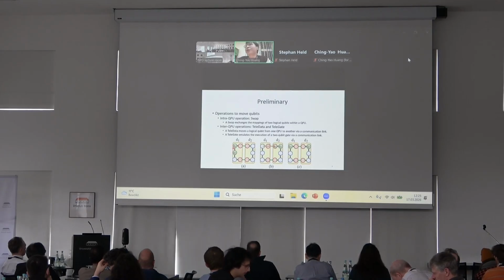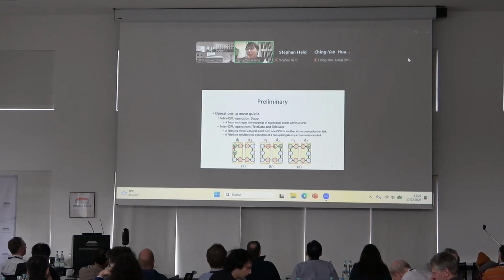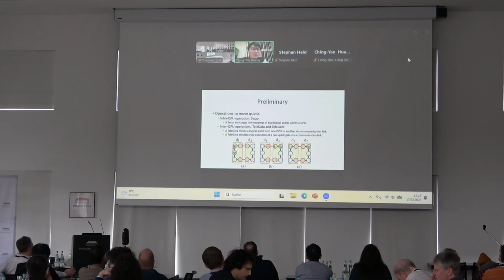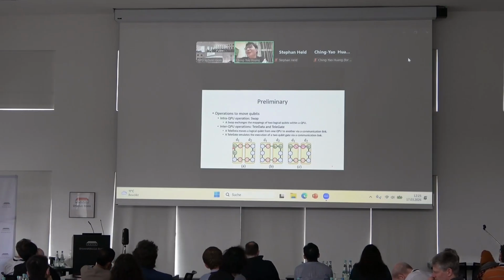Instead of moving a qubit across QPUs, we can also emulate the execution of a two-qubit gate between qubits on different QPUs using a tailored gate operation, as in figure C. We emulate a CZ gate between Q1 and Q2 with a tailored gate through the upper communication link.